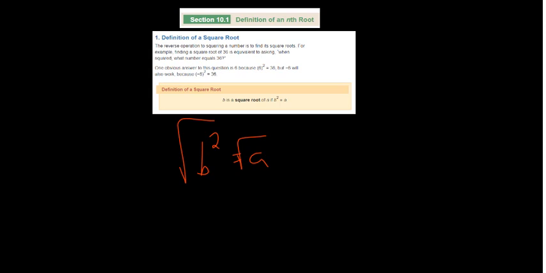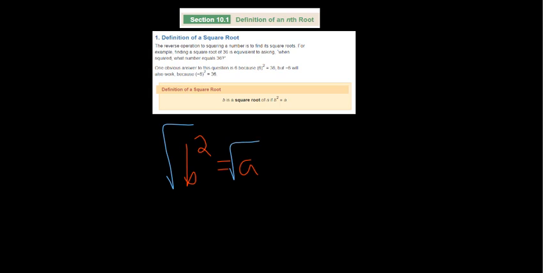Alright, so all I did here was basically read that statement, and I'm going to be showing how B is a square root of A if B squared is equal to A, because we've got B squared is equal to A, and if we take the square root of both sides, right, so we end up with B is equal to plus or minus the square root of A.